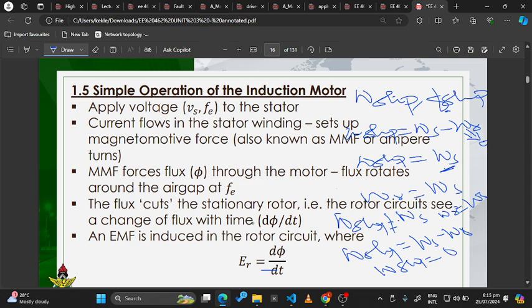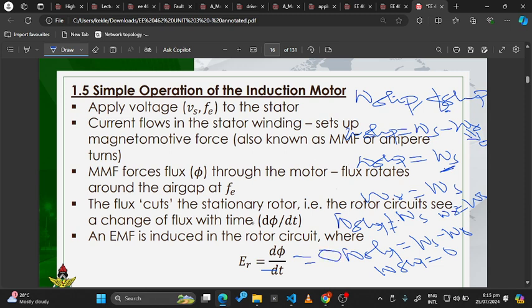If that's the case, the EMF induced in the rotor, ER, will be equal to zero, because there will be no change in flux with respect to time. According to the rotor, the flux is not changing with respect to time. Now they are all moving at the same speed, so then your E will be equal to zero.